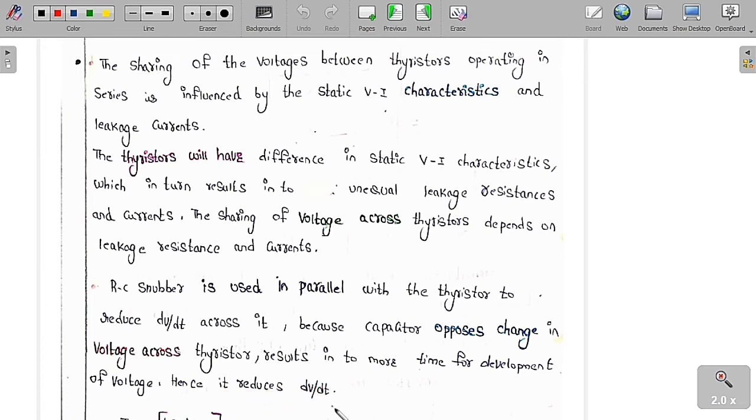So simply we can say that we use the RC circuit in parallel with the thyristor because it reduces the dV by dt, or the electrical stresses. As the capacitor opposes the change in voltage, for a given change in voltage it takes a lot of time, so the dV by dt ratio decreases. That is the reason this snubber circuit can reduce the rate of rise of voltage. Therefore, for a small amount of dV, the dt will be very large, so this ratio will be very small with the help of the RC snubber circuit.